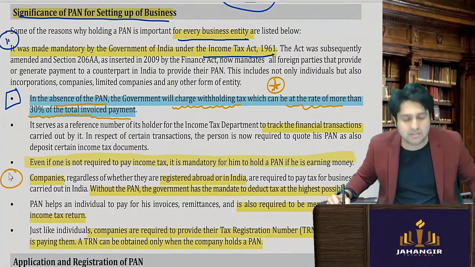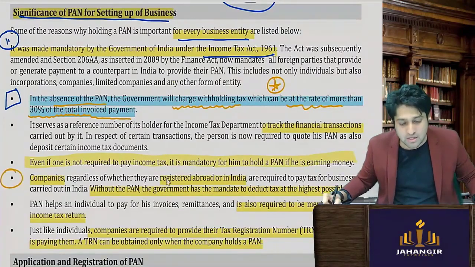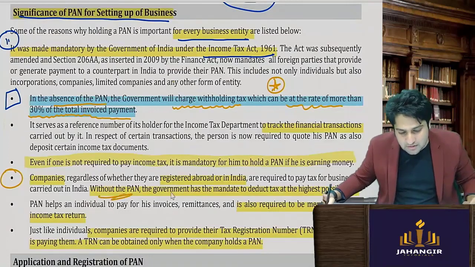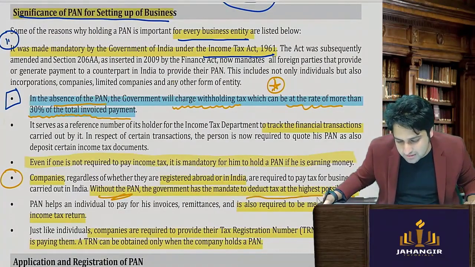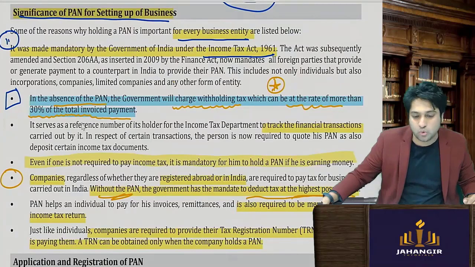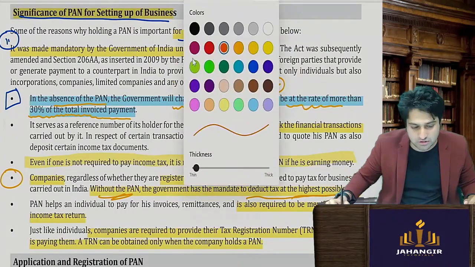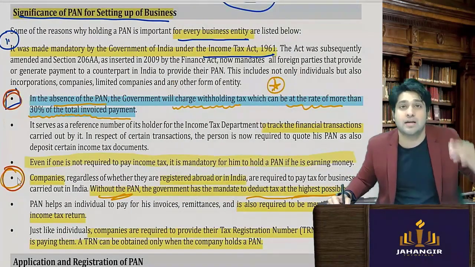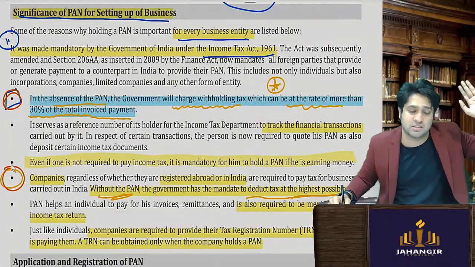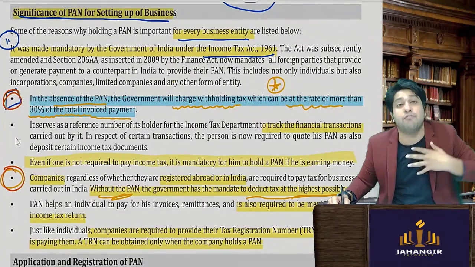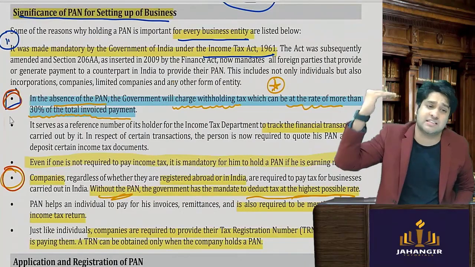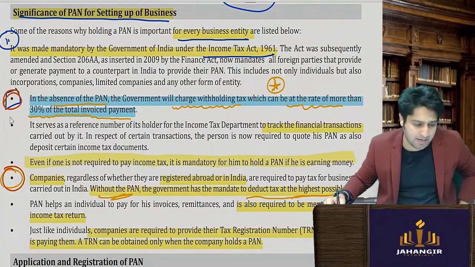For companies, whether foreign or Indian, if they don't have a PAN, then the government will deduct the highest possible tax rate. So these are the two really big disadvantages of not having a PAN: 30% withholding tax deducted, and for companies, the highest tax slab rate is applied.